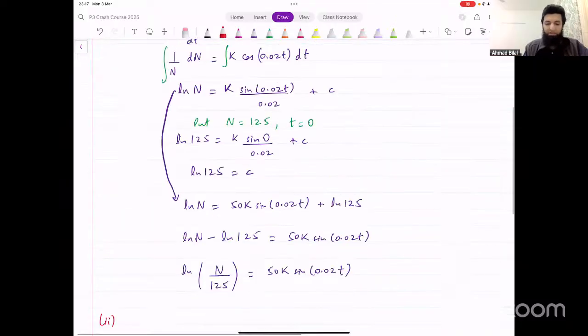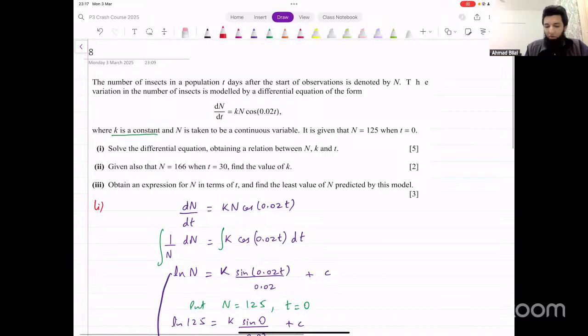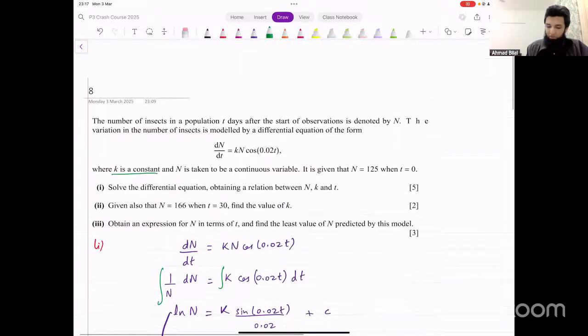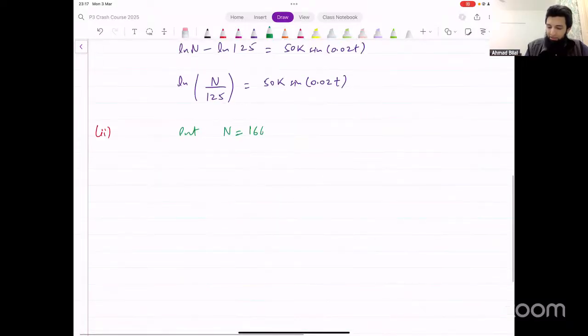Now let's look at the second part after this. It says, given also that n is equal to this, when t is equal to 30, find the value of k. Now this is fairly straightforward. We can input these values of n and t to find the value of k. N is 166 and t is 30. Let's put that here. N equal to 166 and t equal to 30.